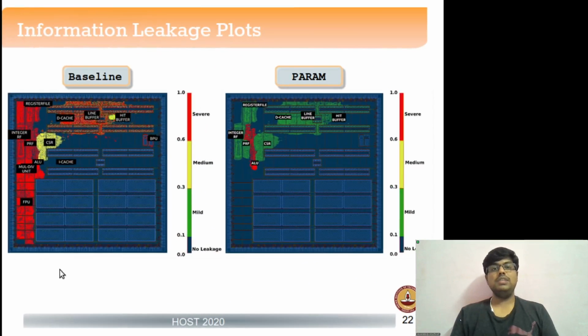This is the information leakage comparison plot of PARAM over the baseline version. In PARAM, as we see here, no memory module is now found to be leaking information, and neither are the unexpected modules such as FPU, MULDIV and BPU. Though the ALU module is suspicious of leaking information, our DPA, differential power analysis, result shows that even after 1 million power traces, an attacker cannot reveal the secret information from PARAM.